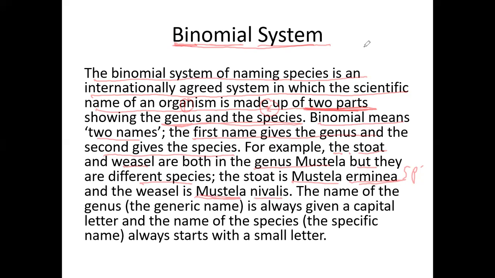The name of the genus, the generic name, is always given a capital letter, and the name of the species, the specific name, always starts with a small letter. As you can see, M, the genus name, starts with a capital letter, and nivalis, the species name, starts with a small letter. So in this way, scientists name the organisms by the binomial nomenclature, or binomial system of classification.